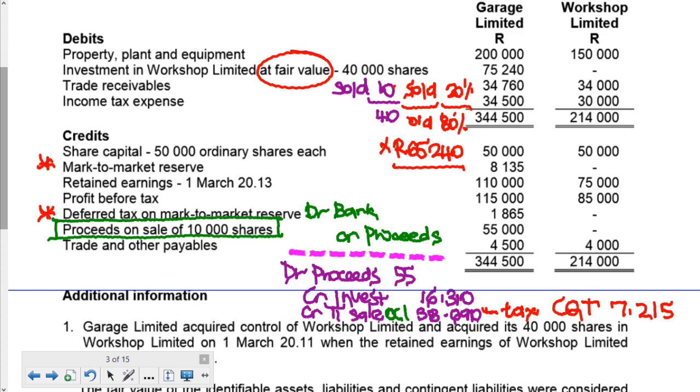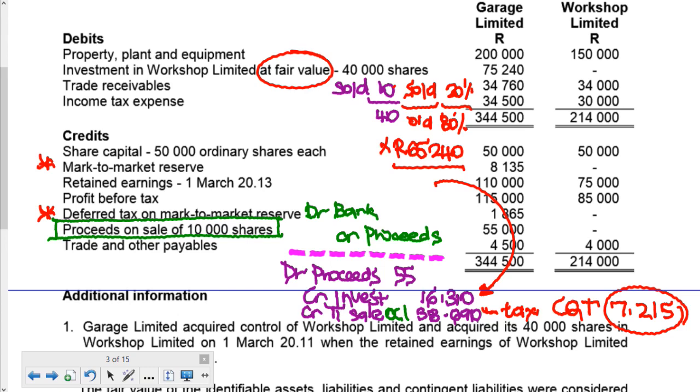And so the cost was 65,240. If I do sold over old, I land up with this being the number, 16,310. So an investment which I was carrying at 16,310, I've sold for 55,000. So I've made a capital profit of 38,690. On that, I have to work out capital gains tax: 7215. I think I would have forgotten to do that in the exam, perhaps.